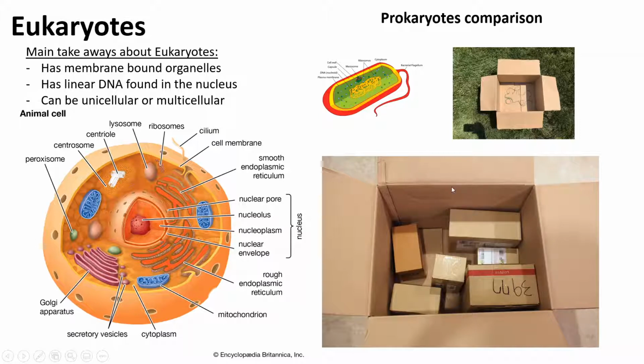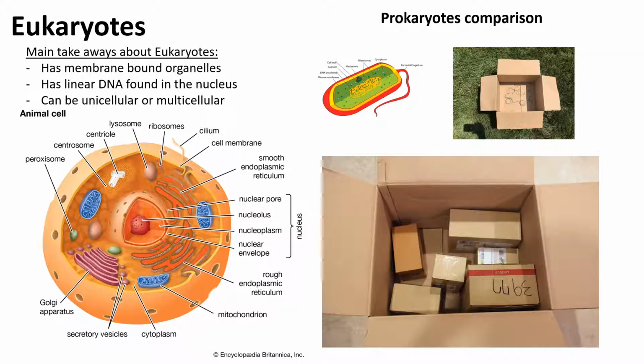Inside the box, there are other smaller boxes. Each of these smaller compartments are their own container, made of a lipid membrane just like the cell's outer membrane. Now these smaller boxes contain different things inside of them, just like how the cell's organelles all have a different function.